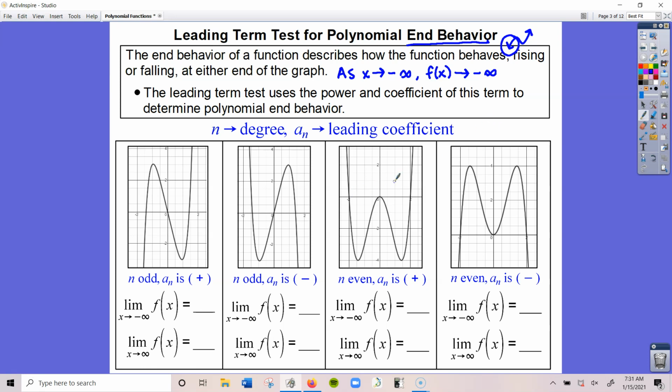Now, without a graph, if we have the equation, the leading term tells us the end behavior of the graph. And what we have to do is take note of two things, the degree and the leading coefficient. For the degree, we would look at whether that is an odd or an even number. And for the leading coefficient, we don't care about the actual number, we're just checking the sign. As a rule, the sign of the leading coefficient tells us the right side of the graph.